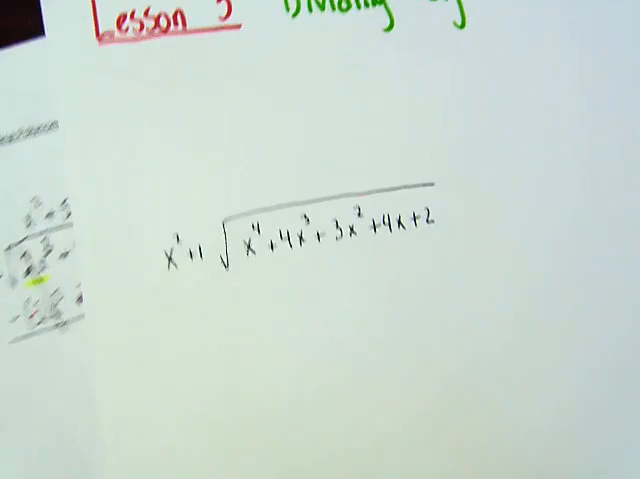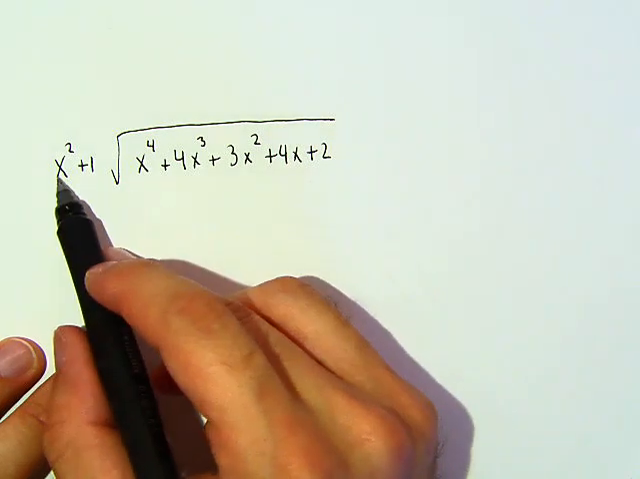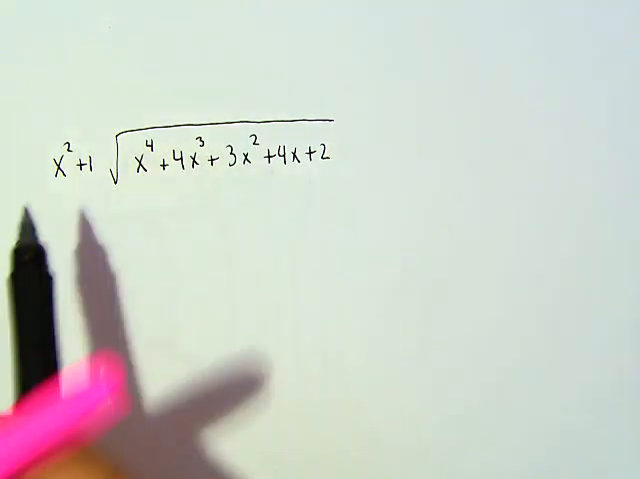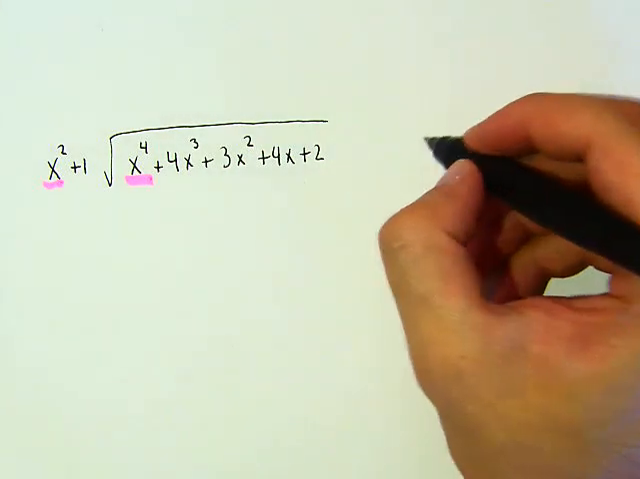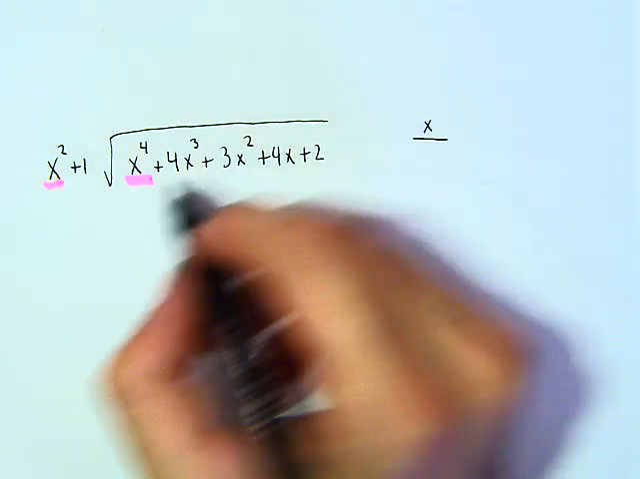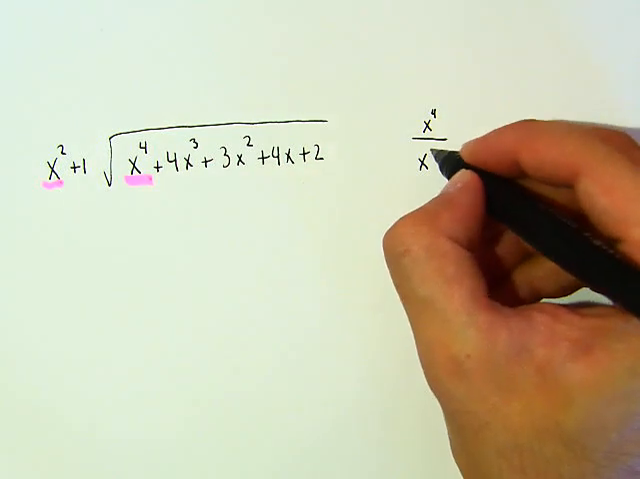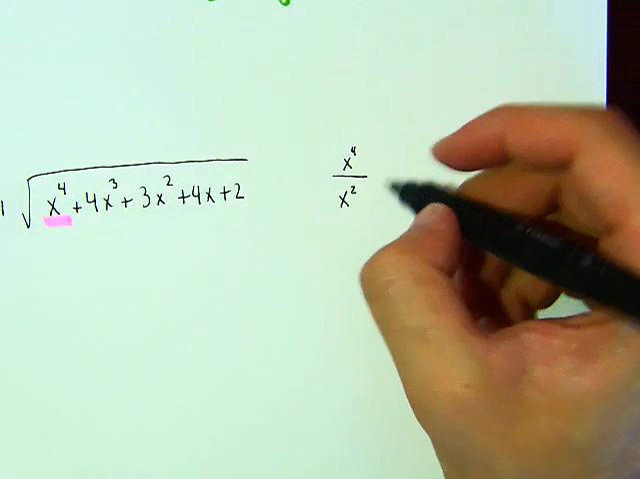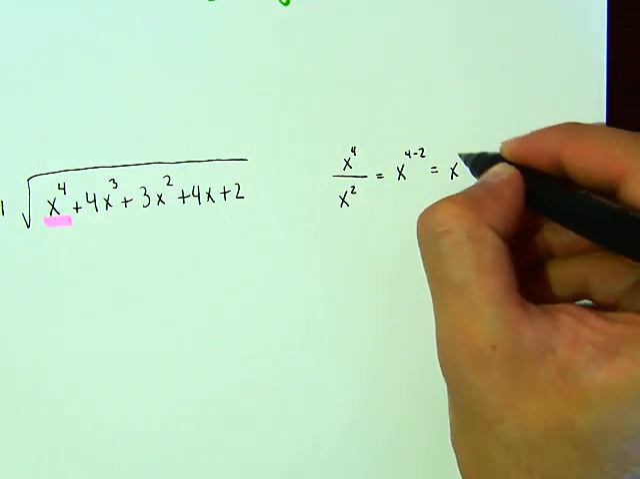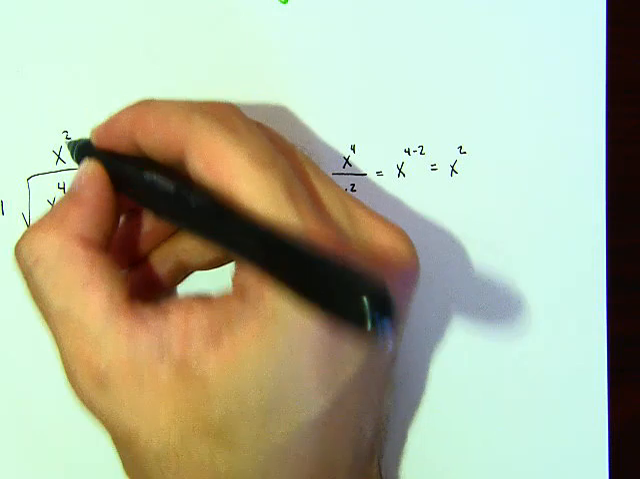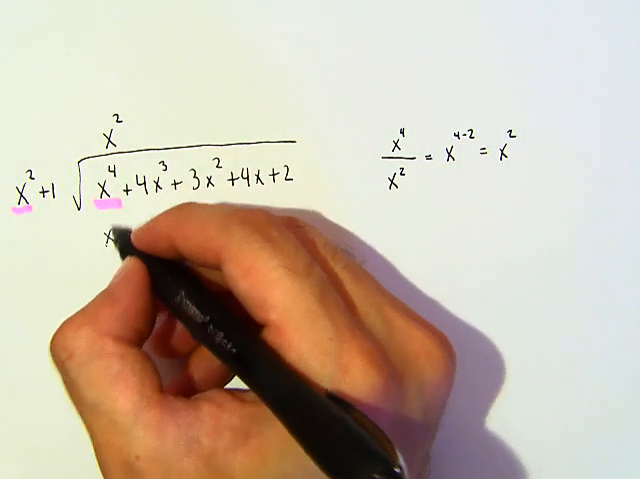Okay, so let's take a look at this problem over here. What's the first move? How many times does this x squared go into this x to the 4th? What's the algebra? This one goes on top, this one goes on the bottom. And what do I do with the exponents here? I'm doing 4 minus 2, which is just 2. So it's just x squared, okay? Now here I have x squared times x squared is x to the 4th.